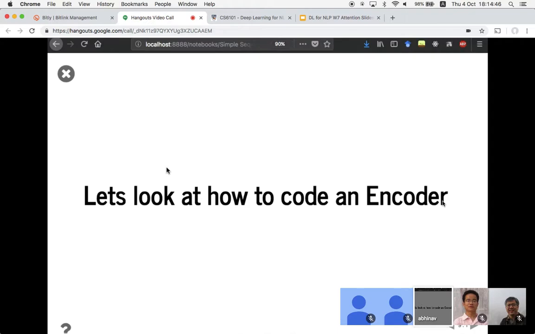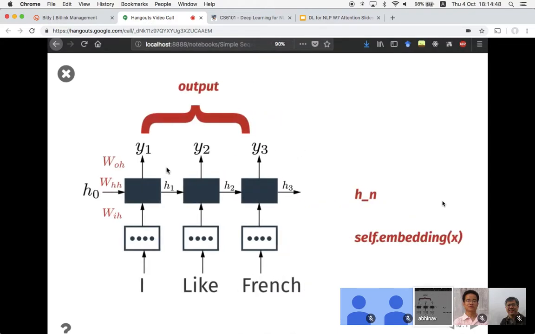Now let's look at how to code an encoder RNN. This is the high-level diagram for the RNN encoder. You have sentences, you pass them to the embedding matrix, and then you have the outputs. We'll see what is said for the embedding matrix once we go through the code.